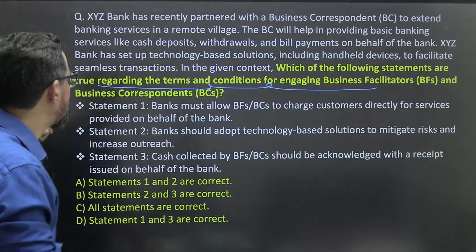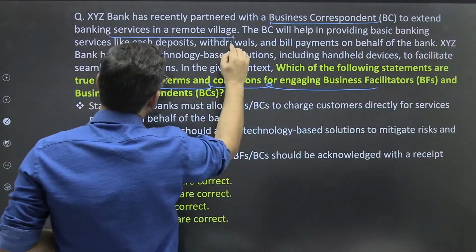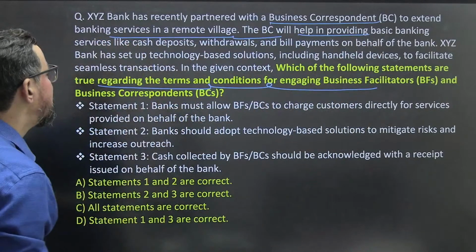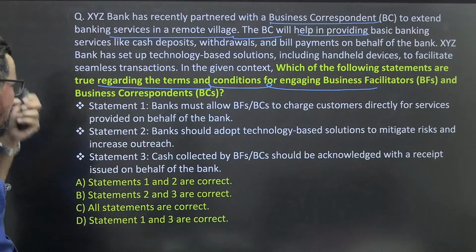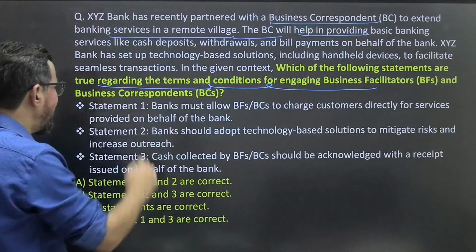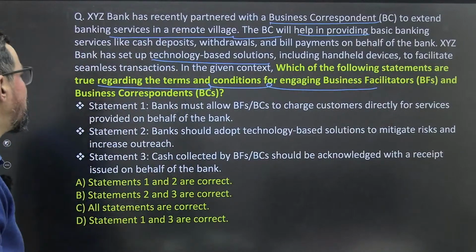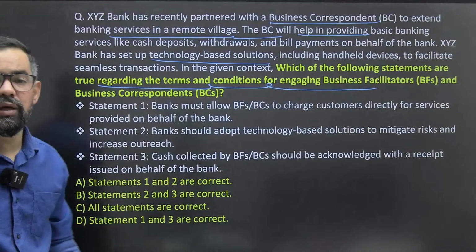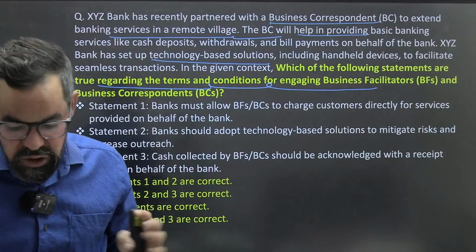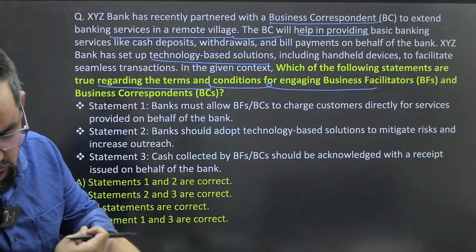If you want to study: XYZ Bank recently partnered with a business correspondent to extend banking services in remote villages. The business correspondent will help in providing basic banking services like cash deposits, withdrawals, and bill payments on behalf of the bank. XYZ Bank uses technology-based solutions, including handheld devices, to facilitate seamless transactions. In this context, you have to find the accurate statement related to the business correspondent and the business facilitator. Okay? So what will be your correct answer? Now quickly go through this.